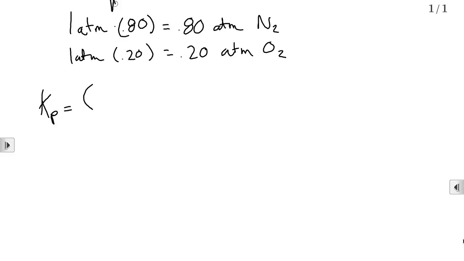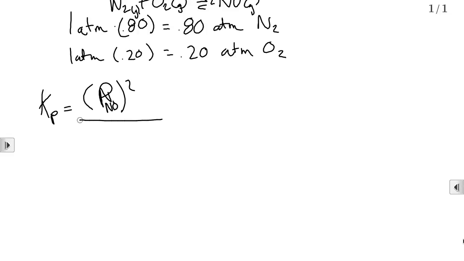The balanced equation was N2 plus O2 making NO, is that right? All right, so I'm going to go ahead and let you guys calculate the equilibrium partial pressures of each. The Kp is so small that we can neglect the minus x's and all that. Good times.